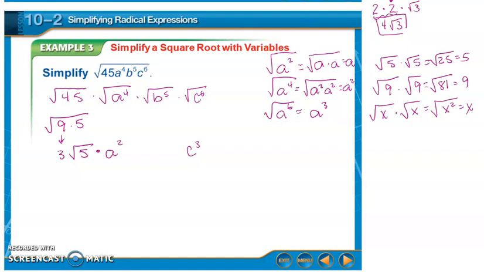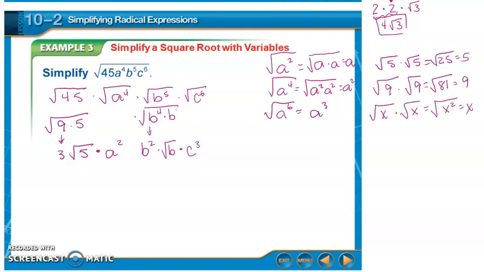But this b to the 5th is not even. So I could write this as b to the 4th times b to the 1 power. We don't usually write it, but I will. Square root of b to the 4th is just b squared. The square root of b has to stay in the house.